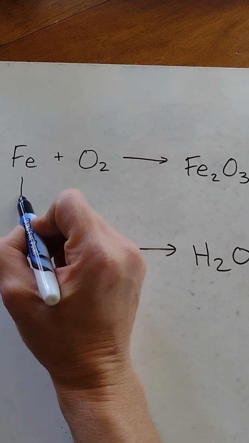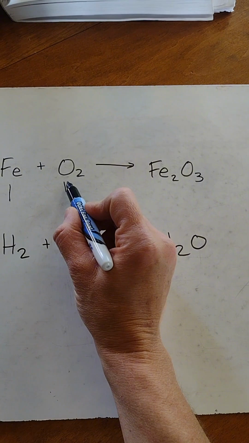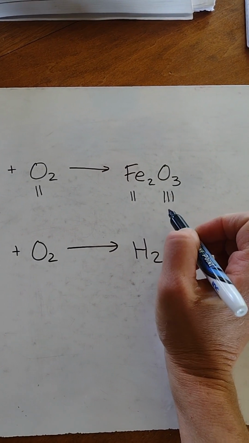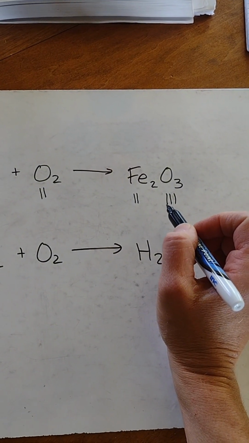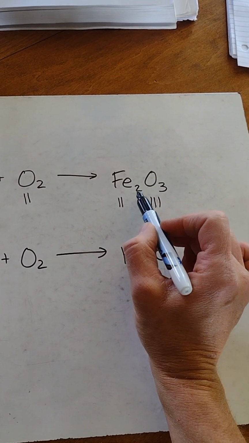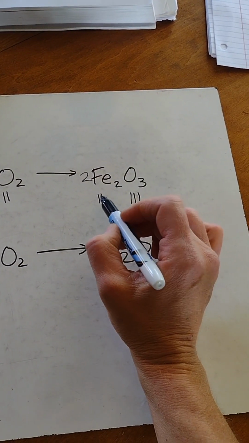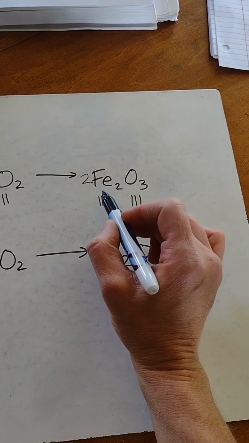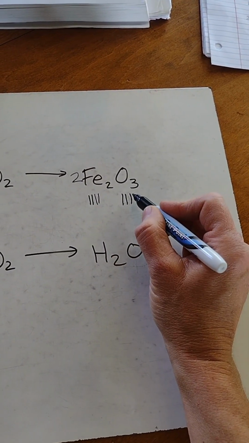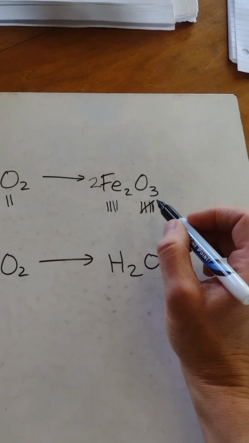So we have 1 iron atom, and we have 2 oxygen atoms. And over here, we have 2 iron atoms and 3 oxygen atoms. So we have to figure out what we can do to balance them out. To make nice round numbers, I'm going to put a 2 here, and then let's see what we have to work with. 2 times 2 is now 4, so we have 4 irons over here. 2 times 3 is now 6, so we have 6 oxygen atoms over here. We're counting the atoms, we're not counting the molecules.